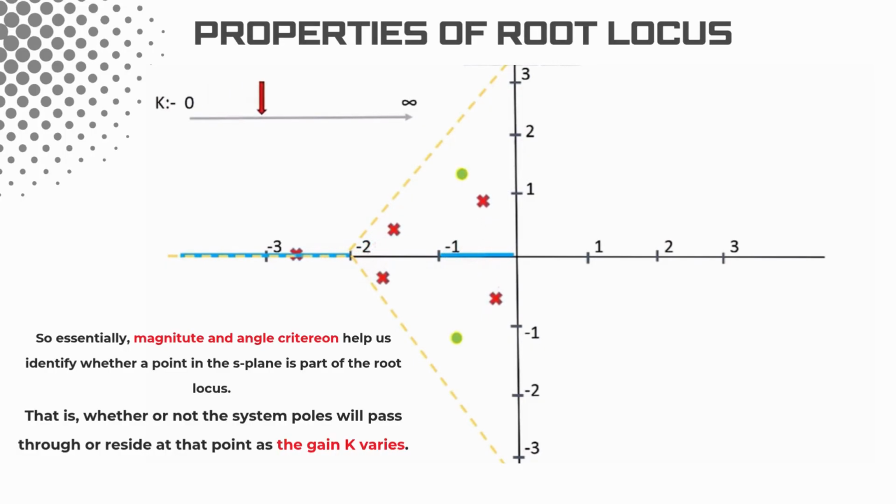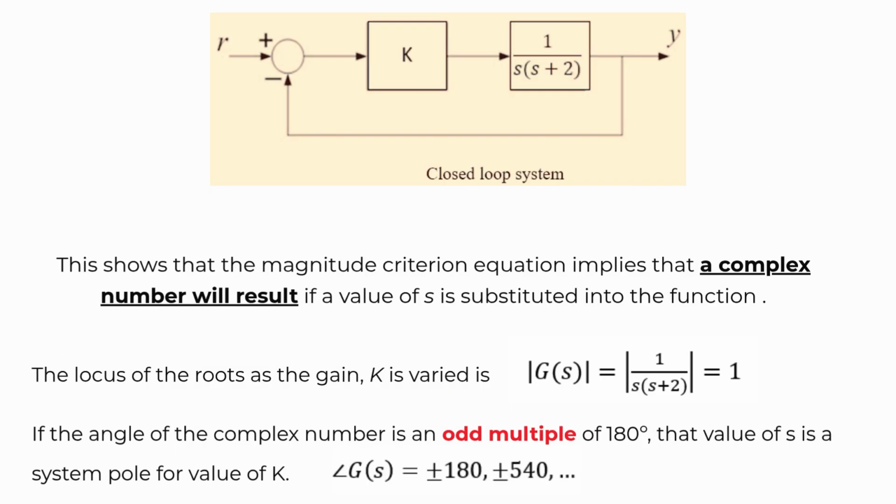As the gain K increases, some poles may move toward infinity or settle into new stable or unstable positions, depending on the system. This implies that a complex number will result if a value of s is substituted into the transfer function. Meanwhile, if the angle of the complex number is an odd multiple of 180 degrees, that value of s is a system pole for some particular value of K. Therefore, the root locus is the path of the roots of the characteristic equation due to K as K approaches infinity.